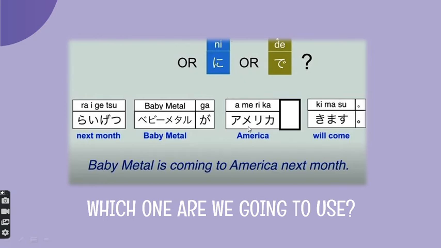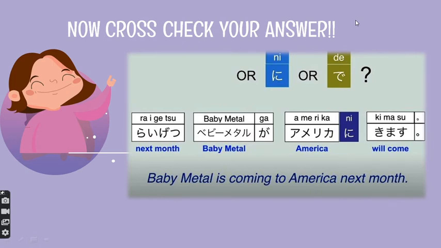Yes. Now for Baby Metal, America is the destination, right? She is coming, but where? America, right? To America. So reaching America is her destination. So the destination marker is the particle ni. So we are going to mark America with the particle ni.